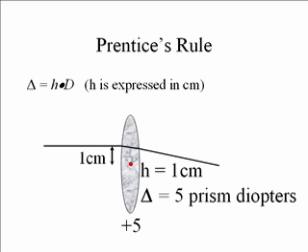And by how much is it being bent down? That's given by Prentice's rule. 1 centimeter times 5 diopters is equal to 5 prism diopters base down.